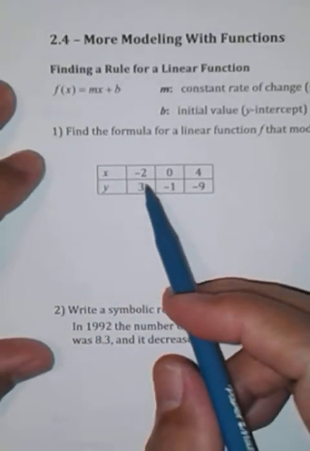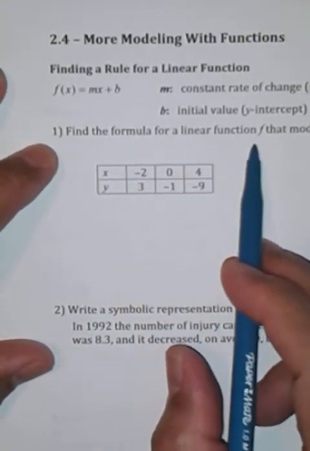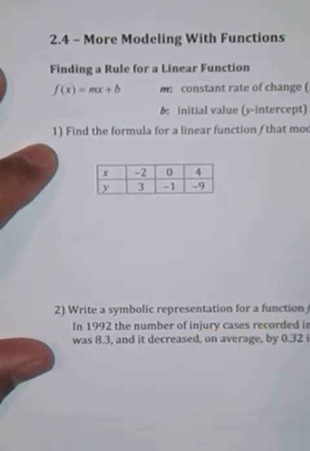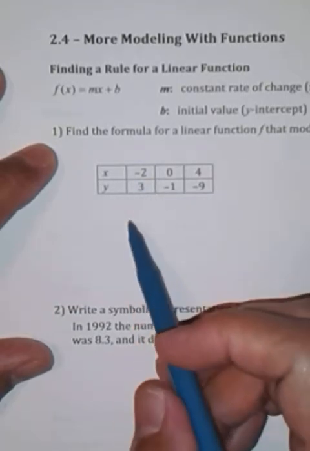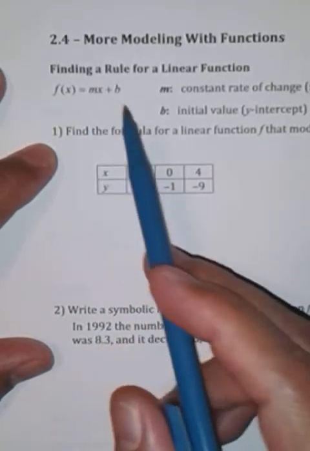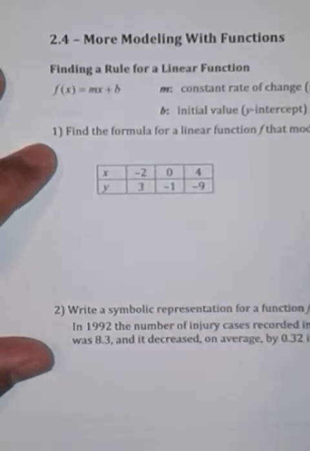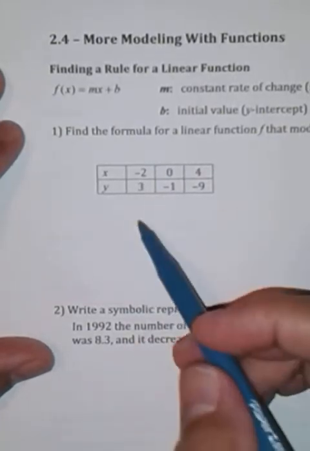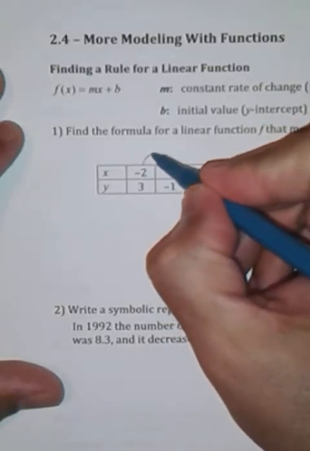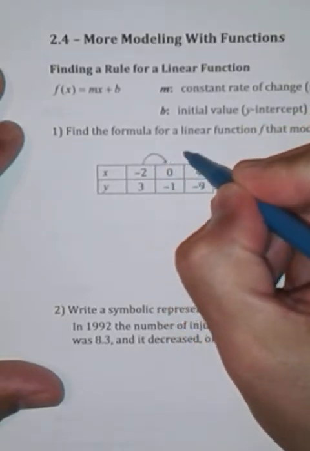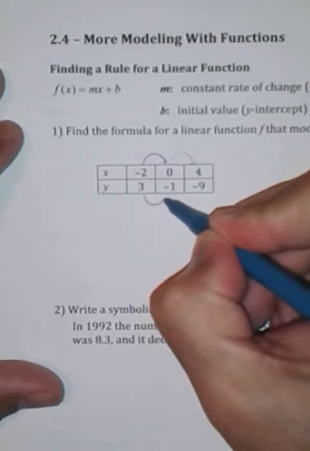Okay? All right, number one says, find the formula for a linear function f that models the data in the table exactly. Have we done a problem like this one? We have, except we said find the slope-intercept form of the line, right? Just different words, but the same thing. That means our job is to find the slope and the y-intercept. I don't know if you guys remember, we did the little jumps from one to the next.